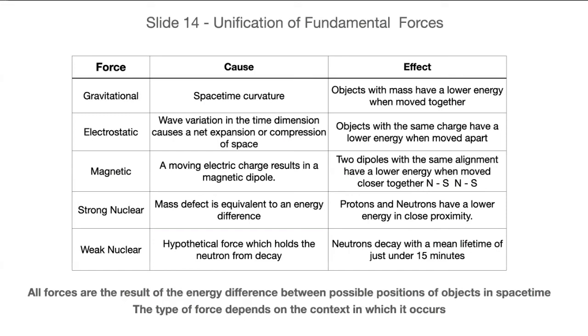It's usually termed that there are four, but I've separated out the electromagnetic force into electrostatic and magnetic. And you can look at each of them in turn in terms of the space-time wave theory and see that indeed the cause of the force is simply an energy difference between possible positions of objects in space-time. And so the type of force depends on the context in which it occurs.